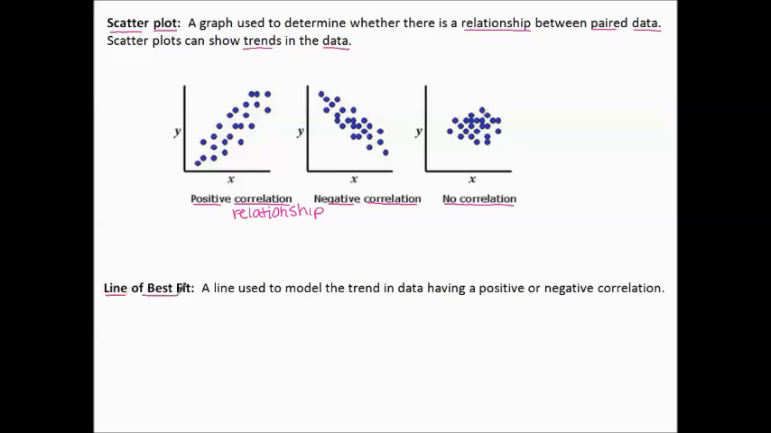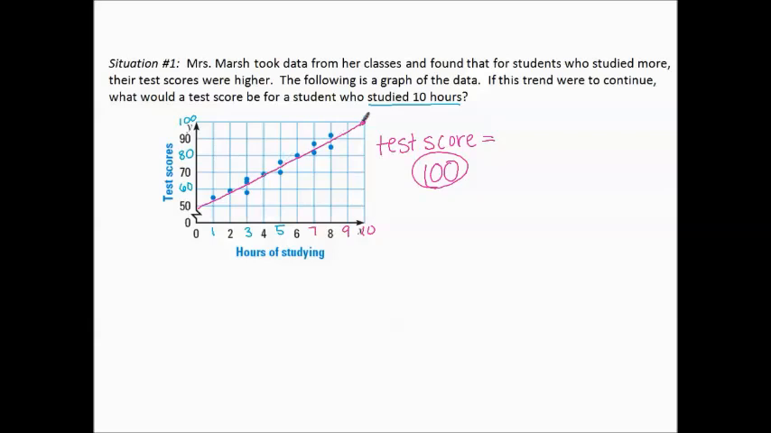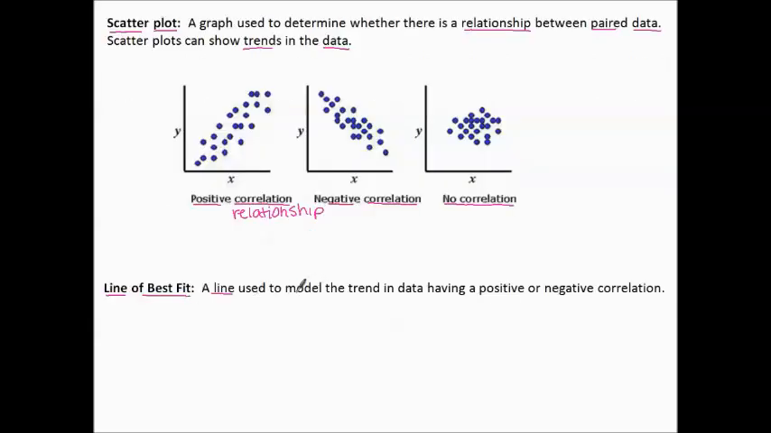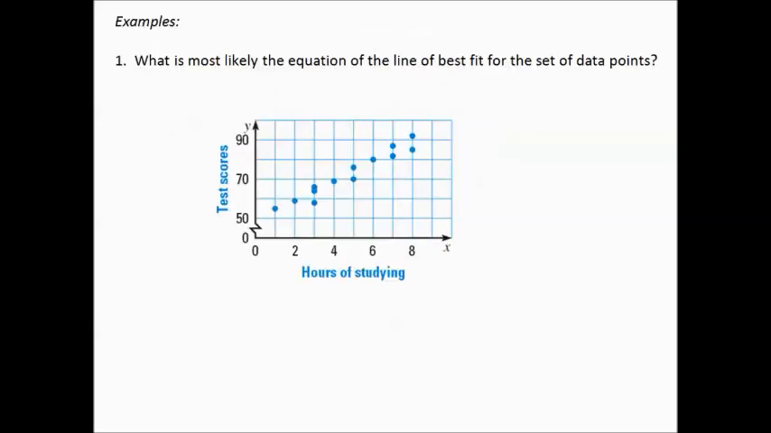Our line of best fit is a line just like we drew in our first situation. I drew this line as an estimation. Our line of best fit is a line used to model the trend having a positive or negative correlation. So my line of best fit is what I can put to estimate what is happening in the data set. So let's go back to Mrs. Marsh's class and try and answer another question.